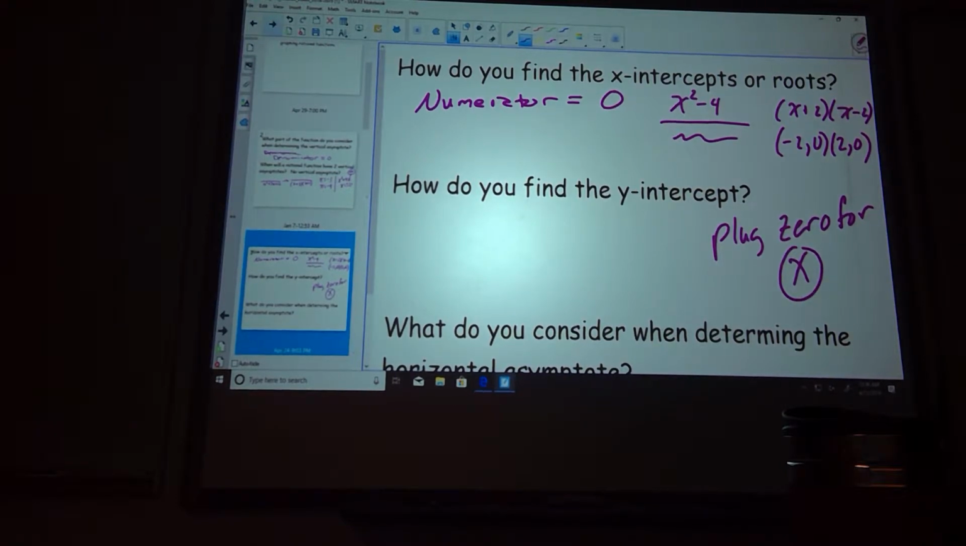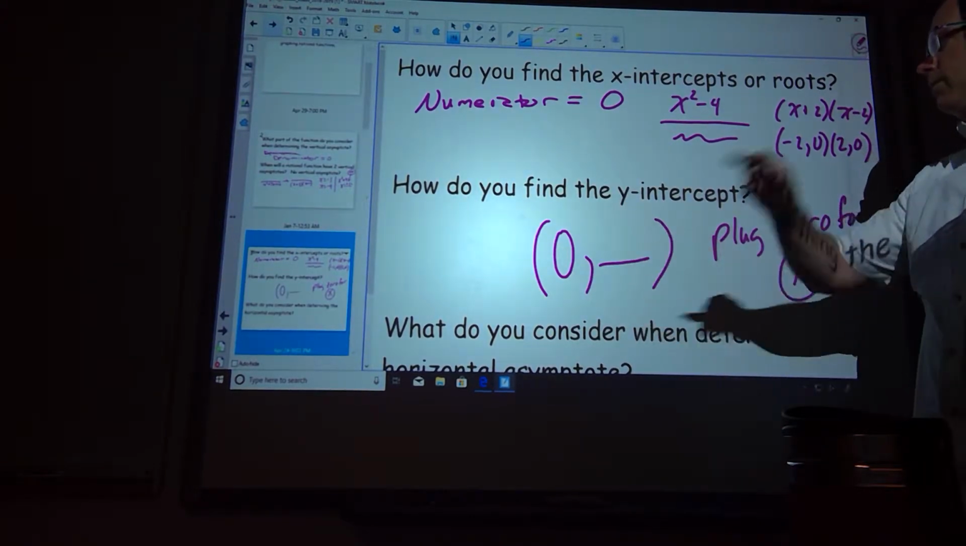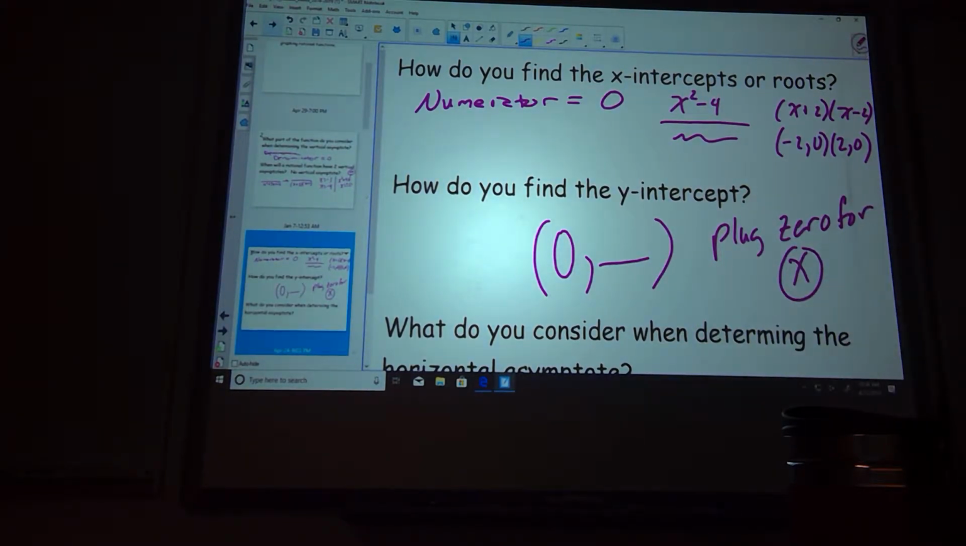So you can plug 0 in whether you reduced it or not. You can go into the original or you can go into your reduced version. It's still going to give you that. So on this you'd have 0 comma something. Okay?